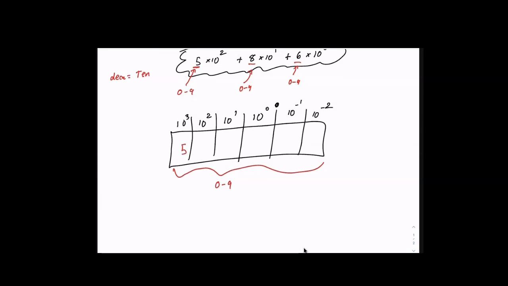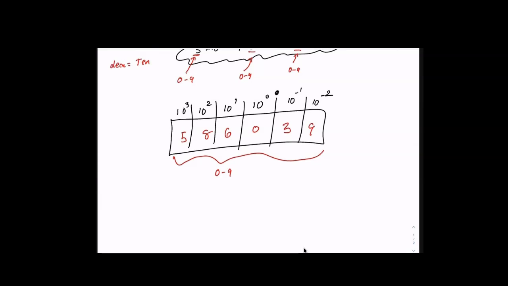So if I write 5, 8, 6, 0, 3, 9, we know this number as 5,860.39, and that's the number in its decimal form. It's 5 times 10 cubed plus 8 times 10 squared plus 6 times 10 to the first plus 0 times 10 to the 0 plus 3 times 10 to the negative 1 plus 9 times 10 to the negative 2. And this is how we do our number system.